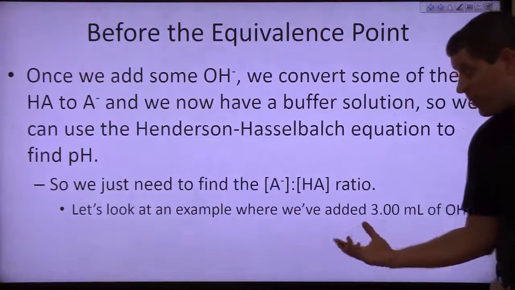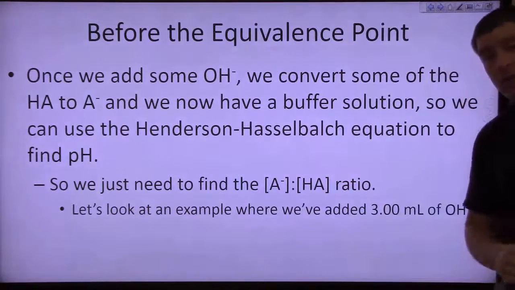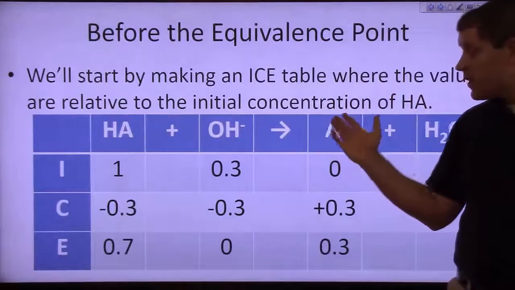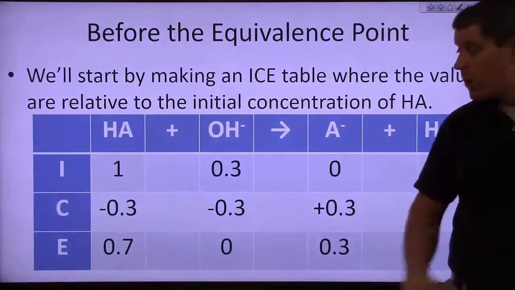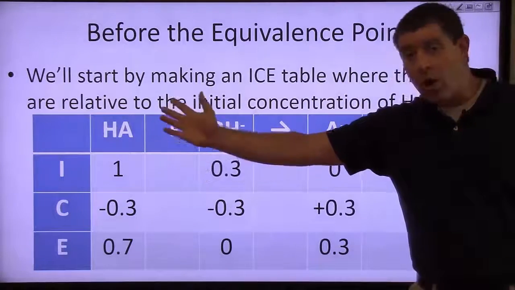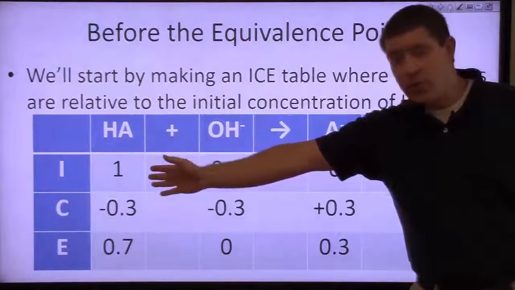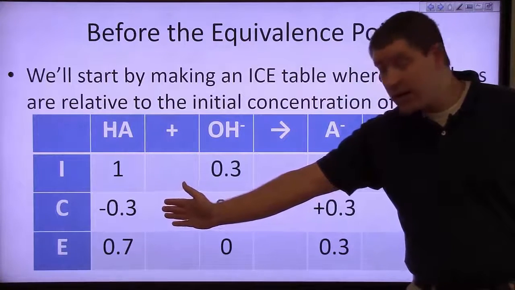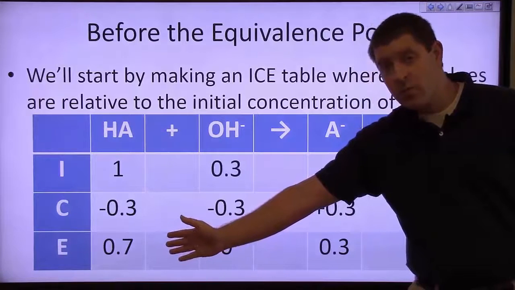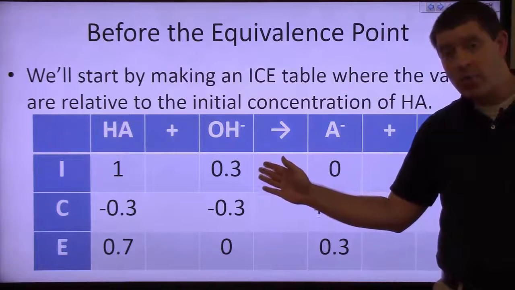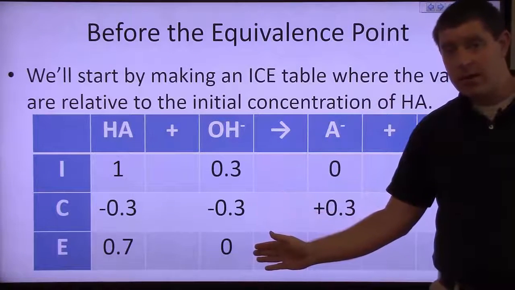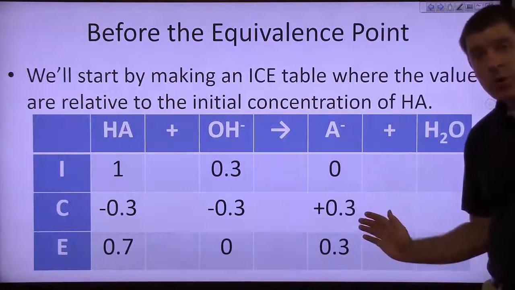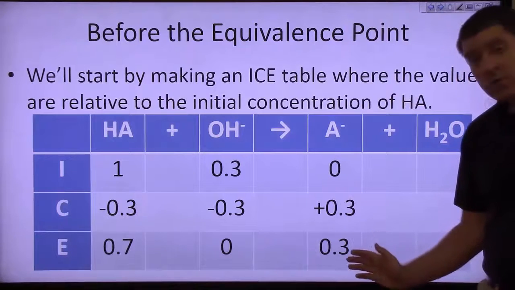So let's look at an example where we've added 3 milliliters of hydroxide. Let's start by making an ice table where the values are relative to the initial concentration of HA. So our initial concentration of HA is all of our HA, and that means we have a value of 1. We will have reacted away 30% of it, so that concentration will change by negative 0.3. We will then have 0.7 remaining. Our hydroxide, we would have added 0.3. All of it will react, we'll have none of it left. Our A minus would have started out with nothing initially. We will have made 0.3 through our reaction, and that means we will end up with 0.3.